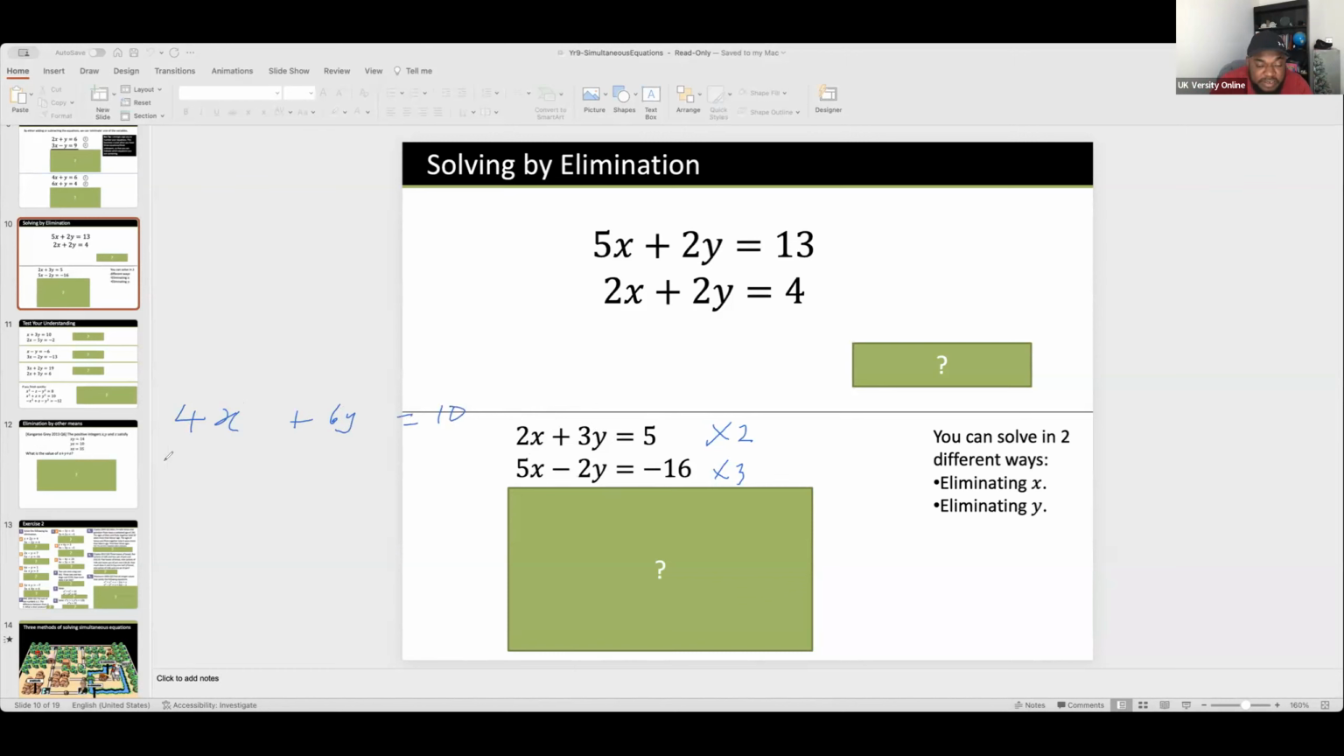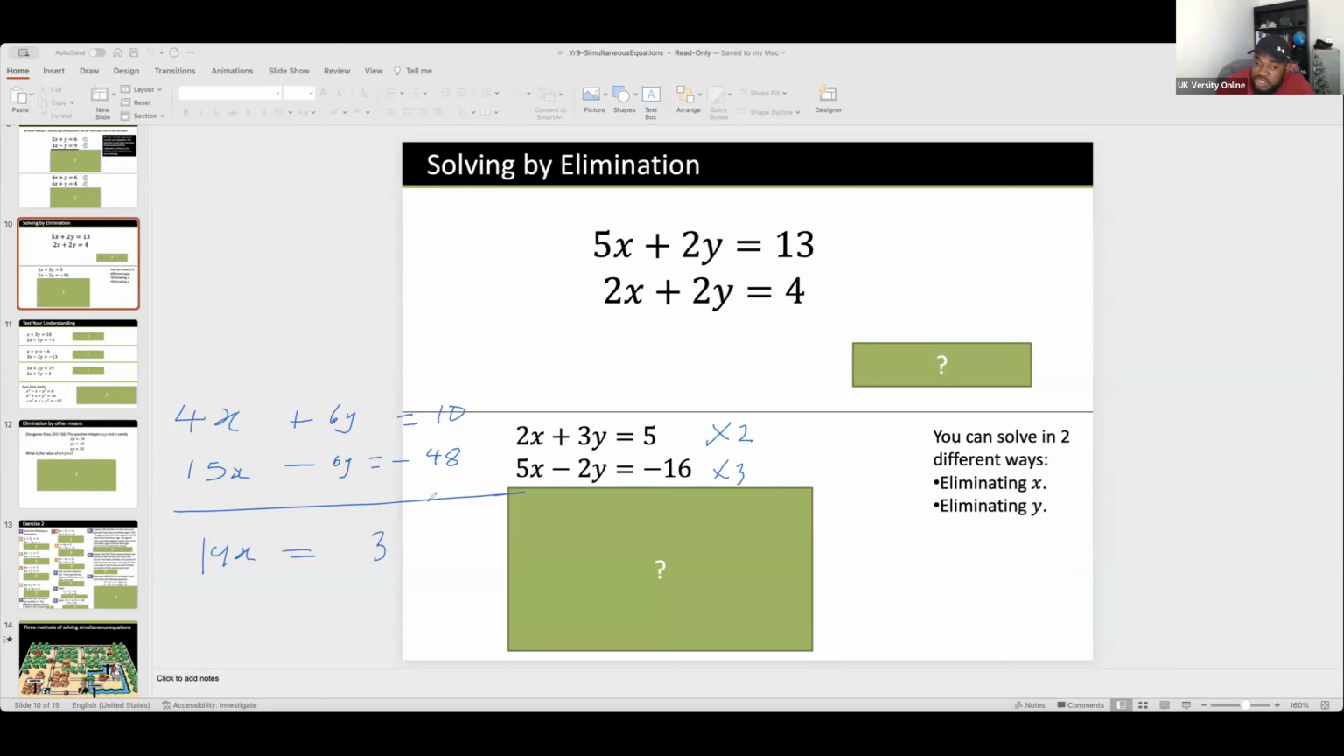3 times 5 is 15x. 3 times this gives you minus 6y. Then this times this gives you minus 48. So then you now add them together. Because they're different, you now add them together. So this one is going to give you 19x equals, when you add them together, 38.